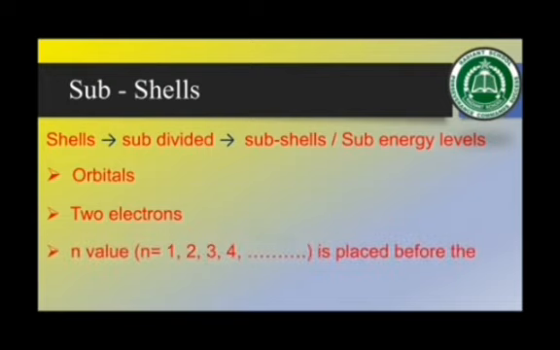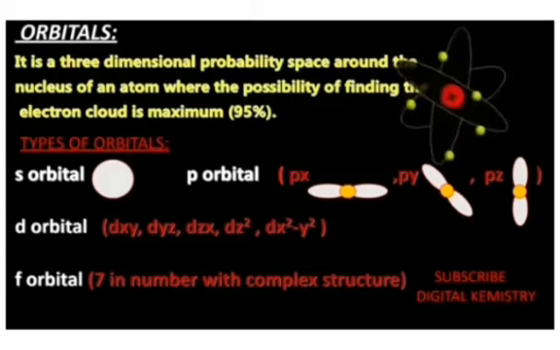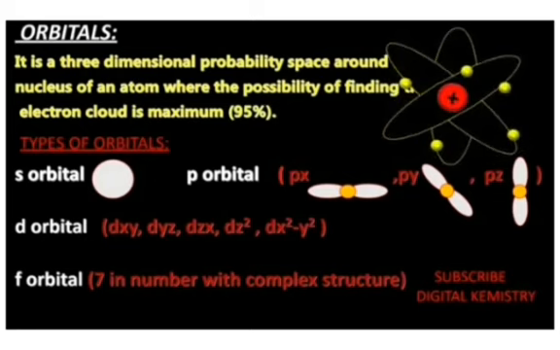The n value, the number of the shell, is placed before the symbol of the subshell. So what are orbitals? An orbital is the three-dimensional probability space around the nucleus of an atom where the possibility of finding the electron cloud is maximum.